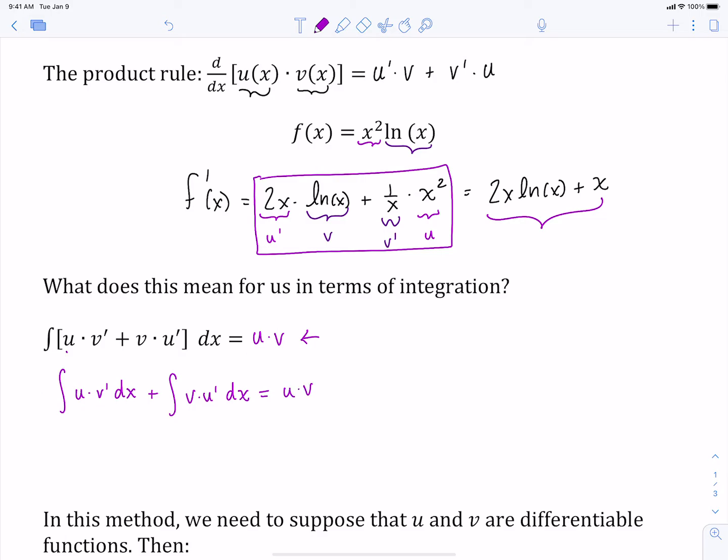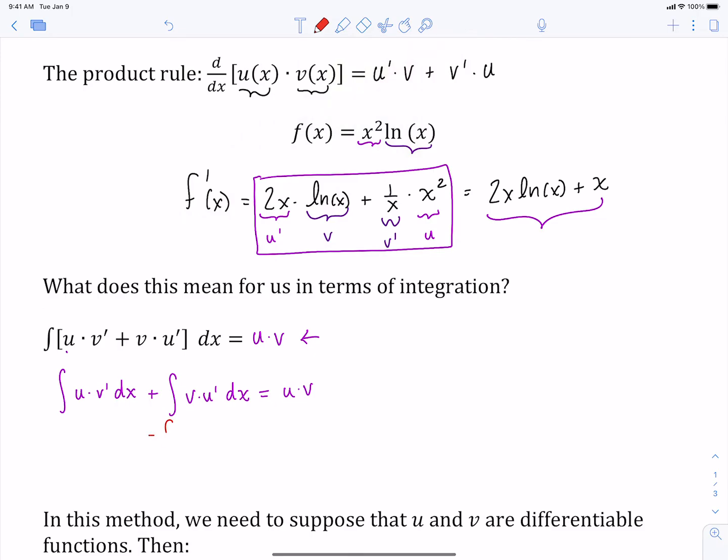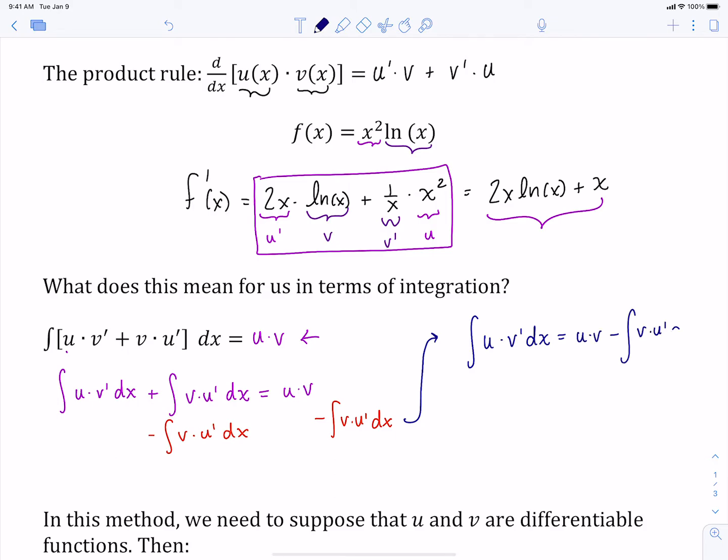So the first thing I'm going to do is take this integral that we have on the left-hand side and split it up as the integral of each piece. And then what I want to do is subtract this integral of v u prime dx from both sides. This is part of the reason I wrote the terms in the order that I did. So this gives us the integral of u times v prime dx is equal to u times v minus the integral of v times u prime dx. This statement right here is actually integration by parts.